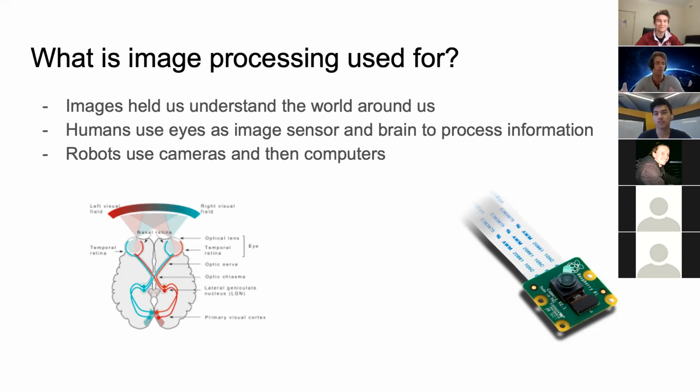They've evolved to be able to determine lots of different things, but it is really hard for a robot to do this. This is why this whole area of study, image processing, exists: to try and help robots understand the world around them. Instead of eyes, they have cameras. Instead of a brain, they have a computer.